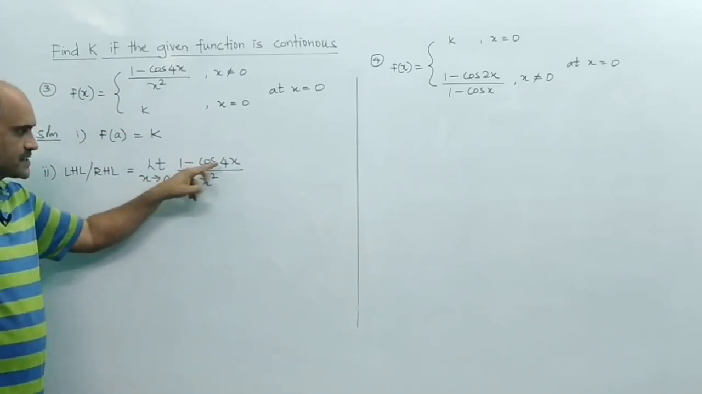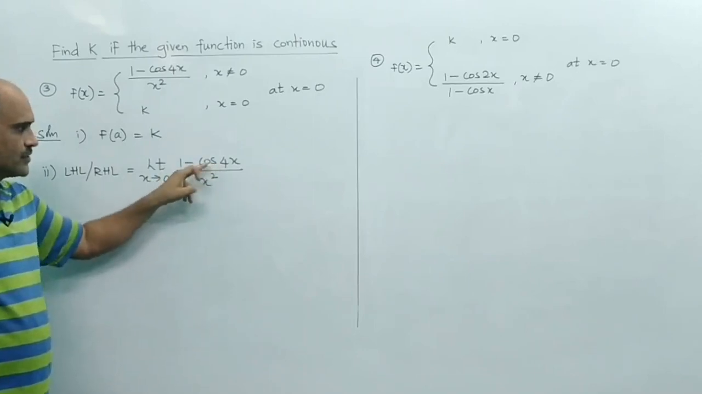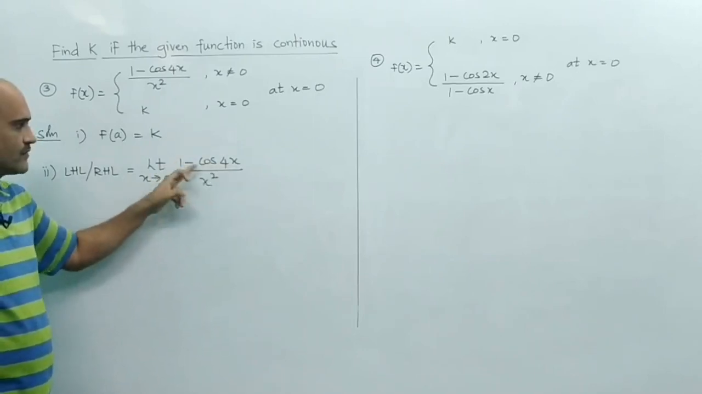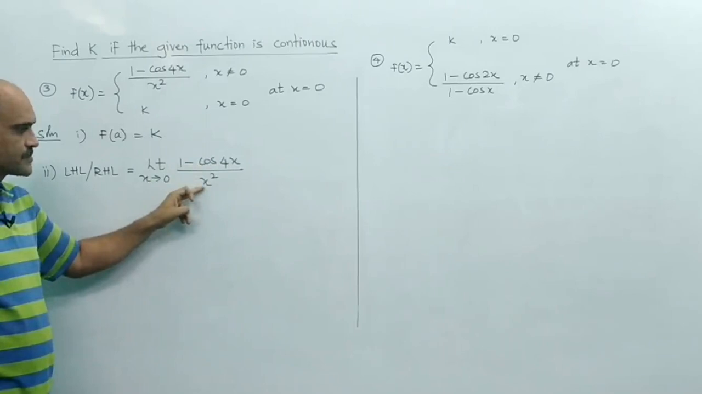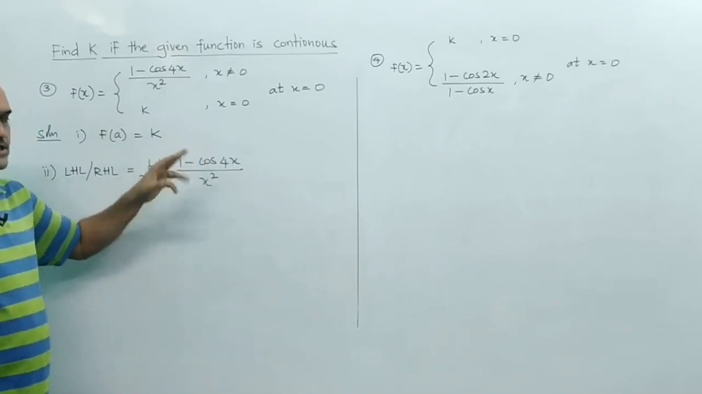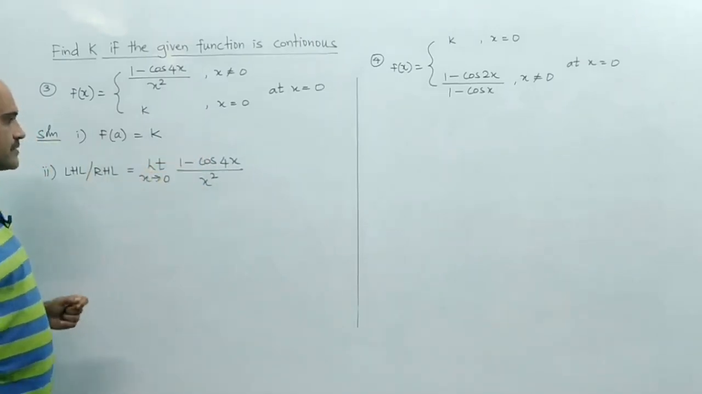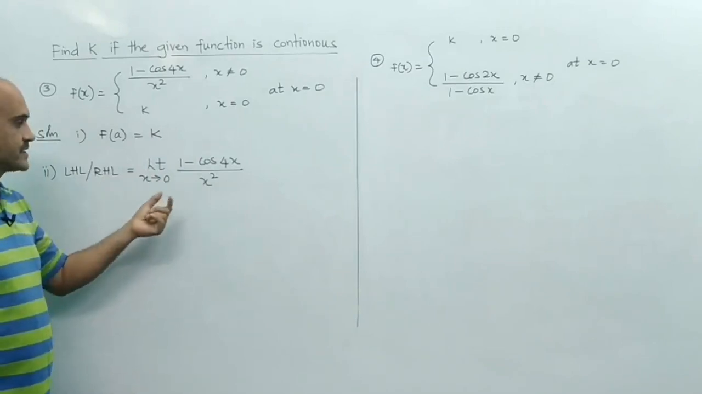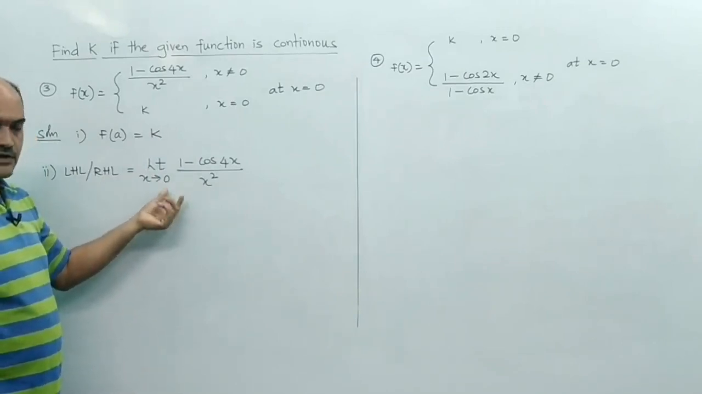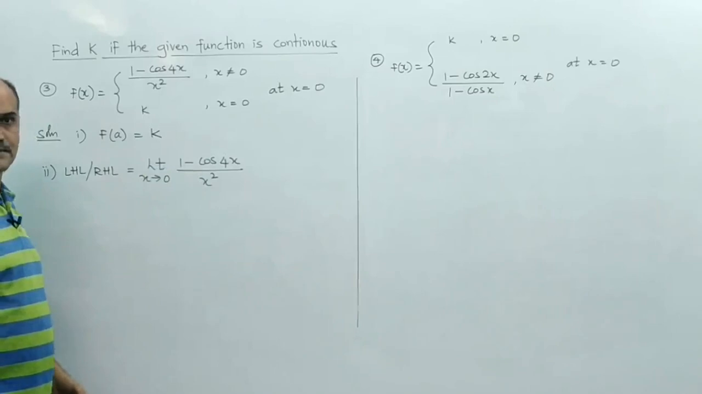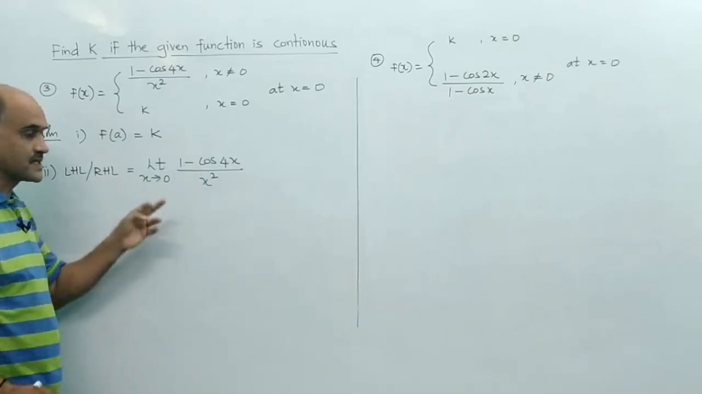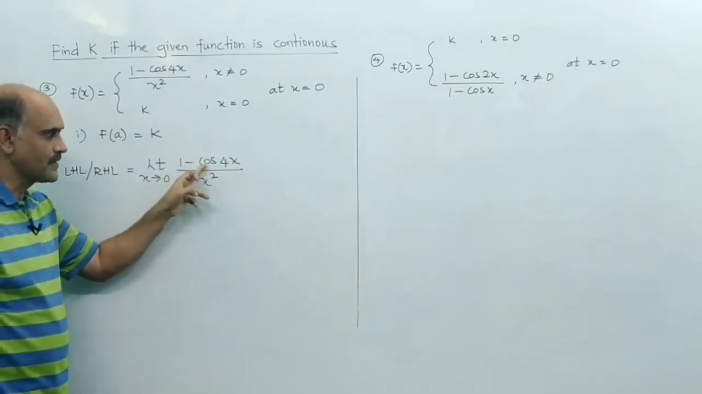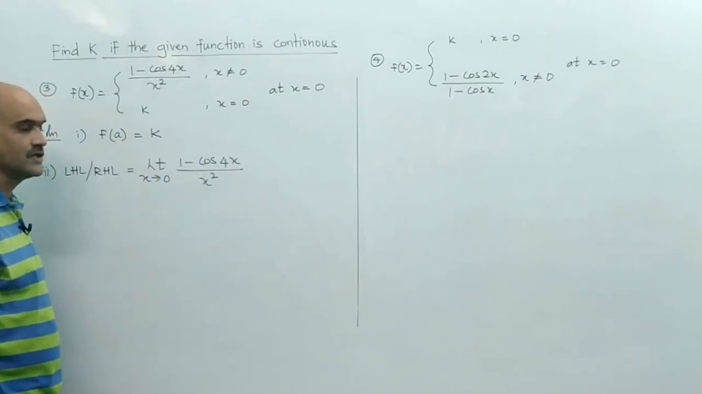Now if you put 0, it will be cos 0. Cos 0 is 1, 1 minus 1 is 0. If you substitute 0, this will be 0. 0 by 0 is indeterminate. So here you are required to simplify. In the previous session we have seen you are required to apply a formula for 1 minus cos 4x.